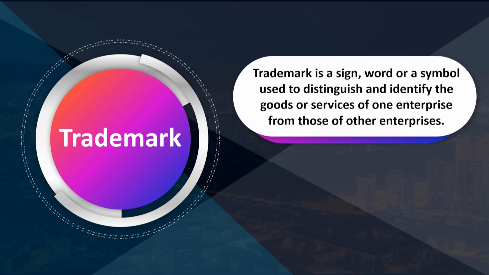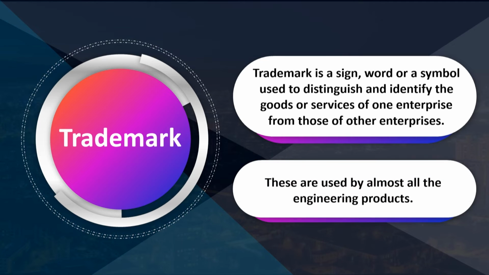Next is trademark. Trademark is a sign, word or a symbol used to distinguish and identify the goods or services of one enterprise from those of other enterprises. These are used by almost all the engineering products. So, whenever you are going to start a new product or invent a new product, the first thing one person does is he decides a trademark for his product.